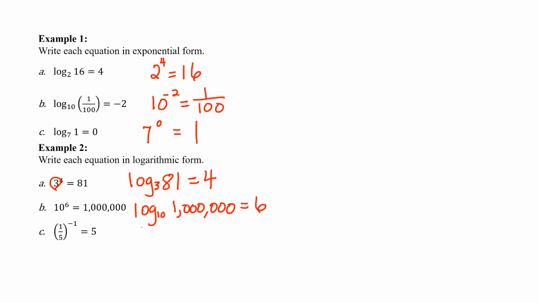Now we have 1/5 to the negative 1 power is equal to 5. We would write log, the base is 1/5. The number we're trying to get is 5. The exponent we would put on 1/5 to get 5 is negative 1. So you're just moving those three numbers around in this notation. This is something that you will get more used to.